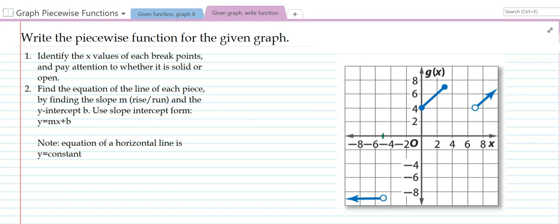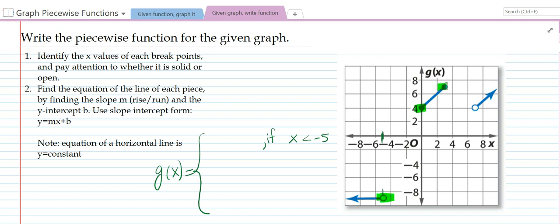Now let's see what if they have given us the graph and they want the function. So we're going to identify the x values of the breakpoints. So we have one breakpoint here at -5. That's right here when x is -5. So we're going to write, the name of the function is g of x. So g of x equals, and we're going to say if x is less than, not equal because it's open, less than -5. So this is open right here.